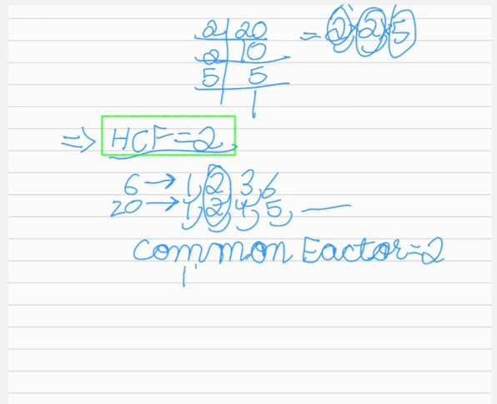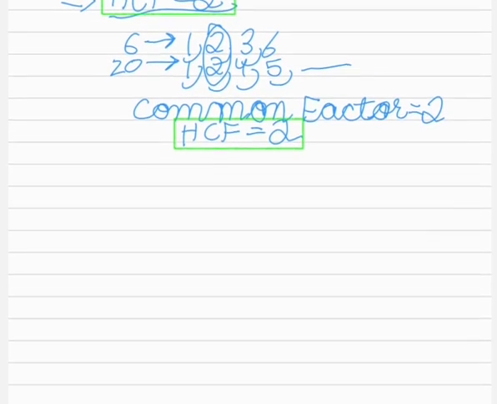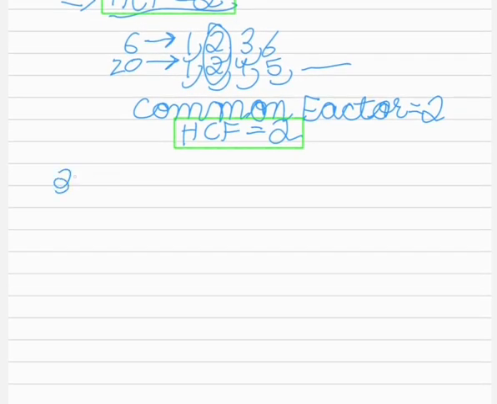So the highest common factor will also be 2 only. So our HCF is 2 only. Move to the second method. Moving to the third method.